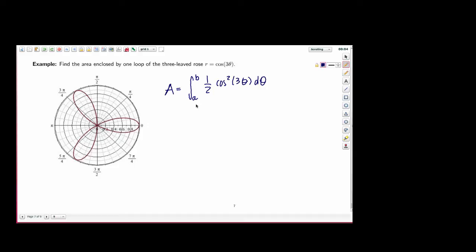We need to figure out the bounds of integration a to b that will produce one loop of our curve. The first thing I'll notice is that our loops correspond to coming into the origin. The origin means that r is equal to 0, so I'm going to set r equal to 0. That gives us cosine 3 theta is equal to 0. Cosine is equal to 0 when the inside, in this case 3 theta, is equal to pi over 2, or 3 pi over 2, or 5 pi over 2, 7 pi over 2, etc.